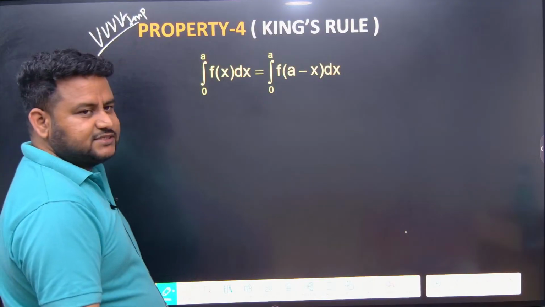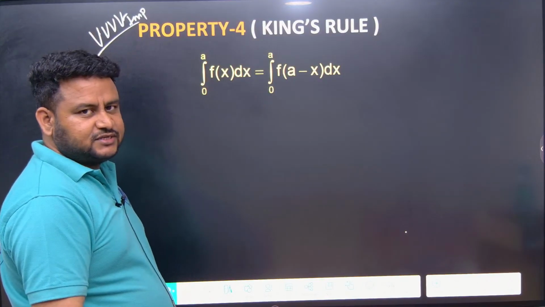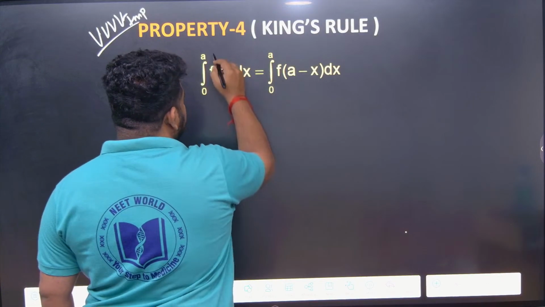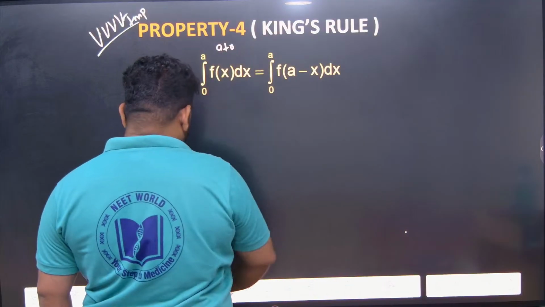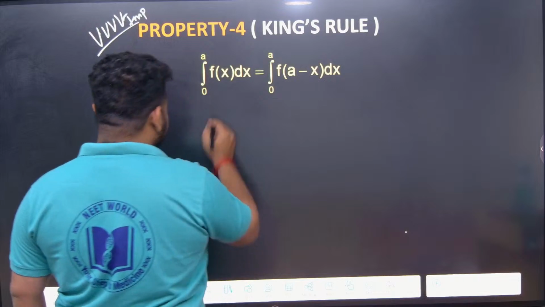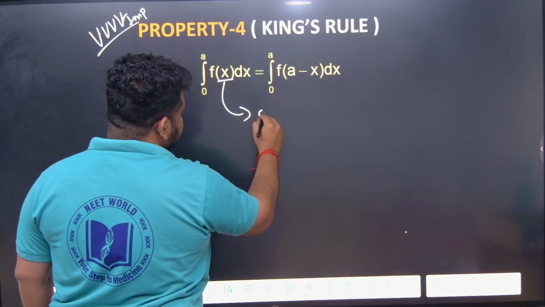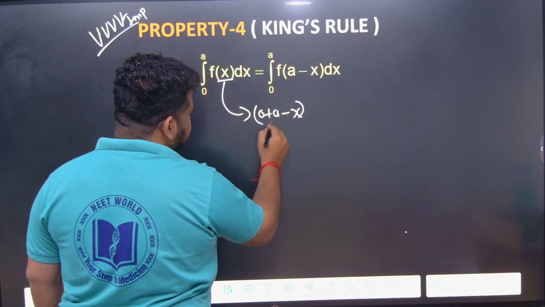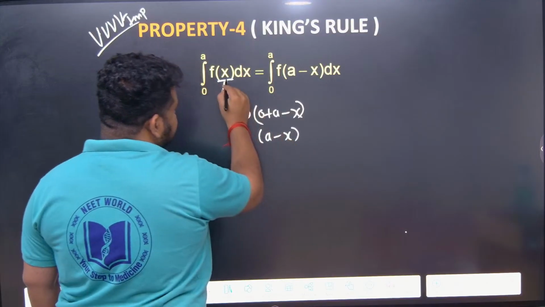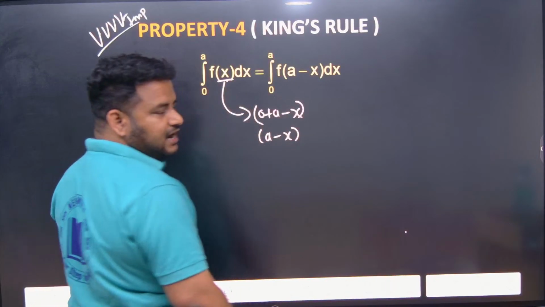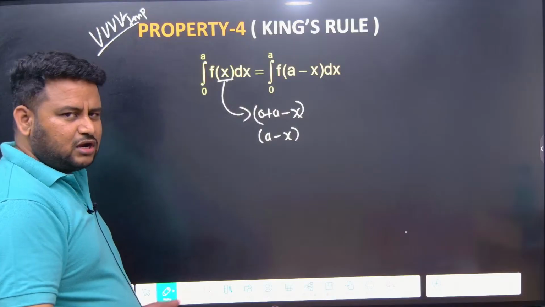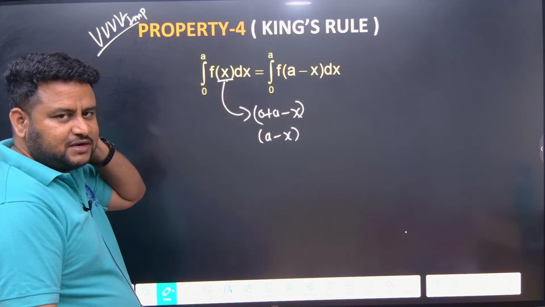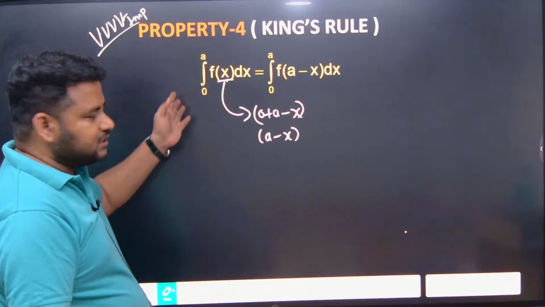Here, if it is given 0 to a f of x dx, this can be written as 0 to a f of a minus x. How does a come? Upper limit plus lower limit. This x can be written as 0 plus a minus x, that is a minus x. So in place of x, you write upper limit plus lower limit minus x.